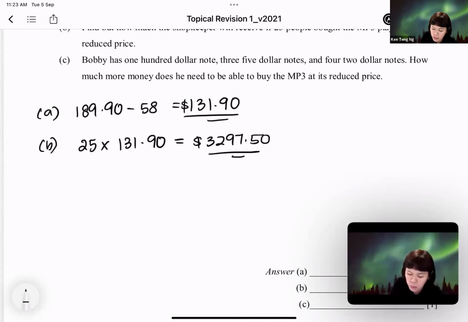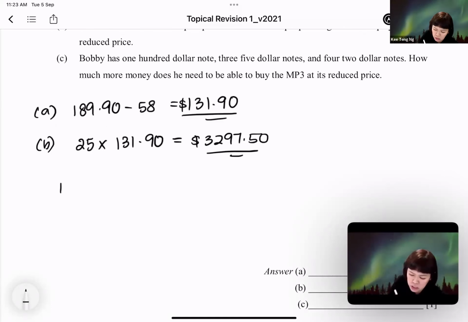So Bobby has one $100 note. He has 3 $5 notes, 3 times 5. Okay, and 4 $2 notes.